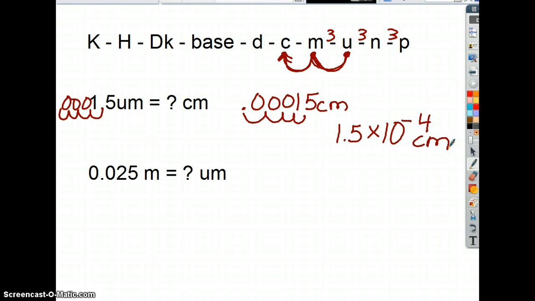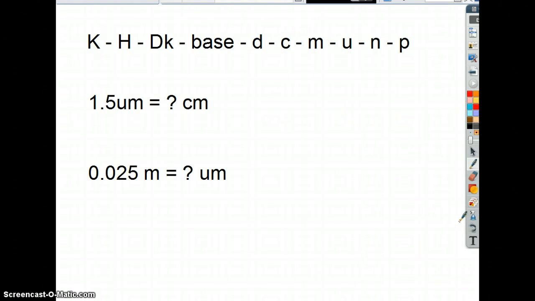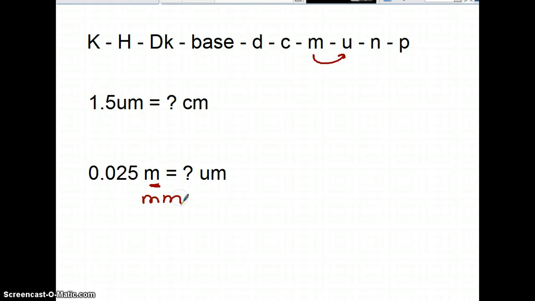In our second problem, we are going the opposite direction. This time we're going from meters to micrometers. The thing is, a lot of people make a mistake on this one because they think that because it's M, that it's milli. So people assume we're going from here to here, and we're not. If it was millimeters, it would be mm. M by itself is just the base unit, so that's meter. So we're going from meters to micrometers, from our base unit.